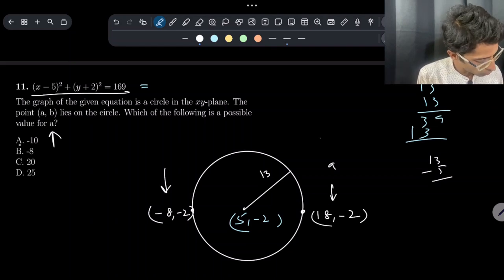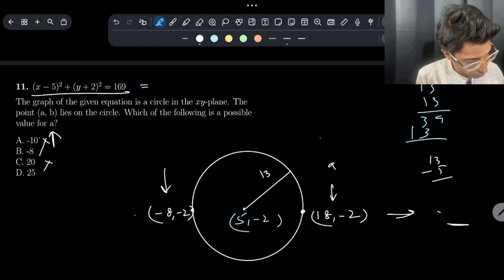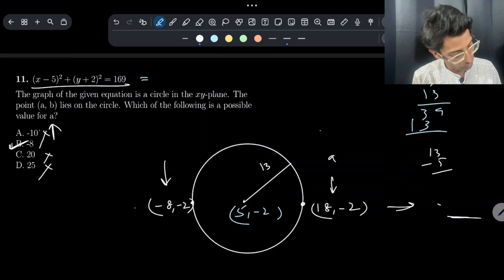So let's see what is sitting here. Minus 10, it is going outside the circle, so this is ruled out. 20, it's going outside the circle, this is ruled out. 25 is also going outside the circle somewhere here, so this is ruled out. The only possible answer is minus 8. Bingo. Let's go to the next problem.